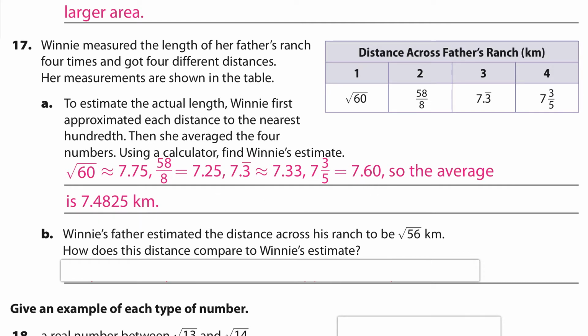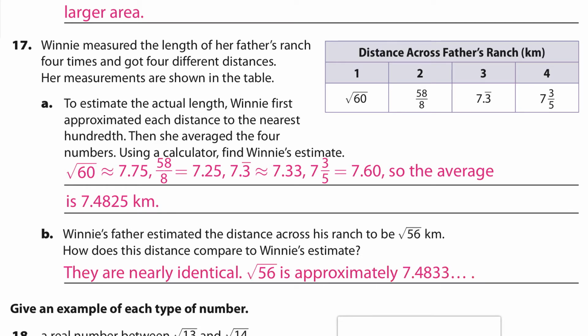Winnie's father estimated the distance across the ranch was square root of 56. That's a weird way to express that. How does this distance compare with Winnie's estimate? The square root of 56 is in between 7 and 8. It sounds like they would be pretty close together. Nearly identical. Yeah, because the square root of 56 in a calculator is 7.483, 7.48, and that would round to 7.5. So that's very close.